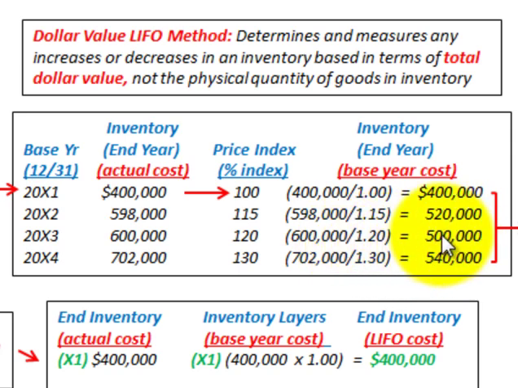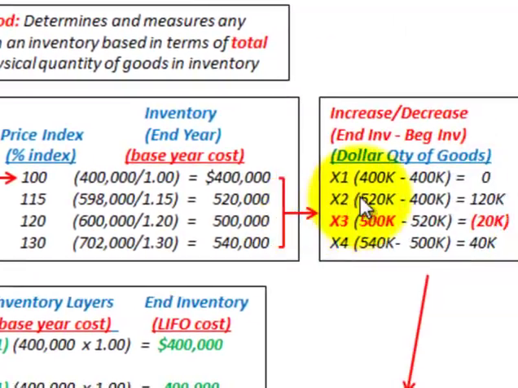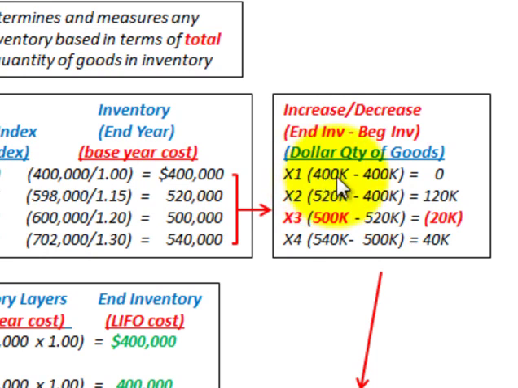So for 20x3, the actual cost of 600,000, when we convert it back to the base year, 20x1, is worth 500,000. Now what we have to do is look at the change in inventory from the beginning of the year to the end of the year. Take 20x1: we had no change in inventory. It was 400,000 actual cost and 400,000 base year cost, so 0. But for year X2, we've increased to 520,000 from 400,000, so we had an increase of 120,000.